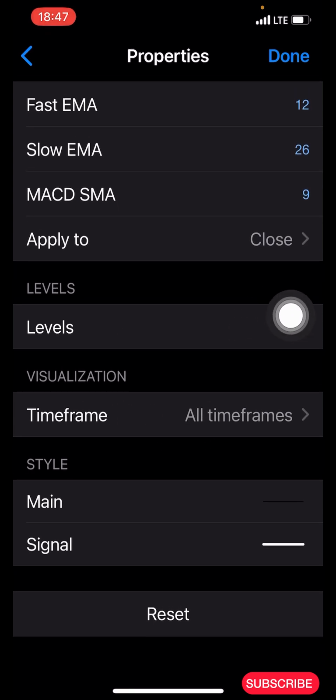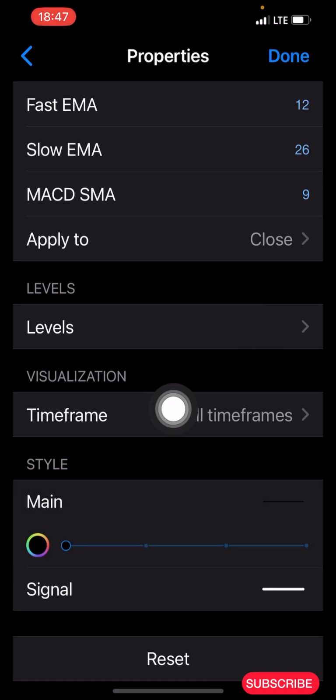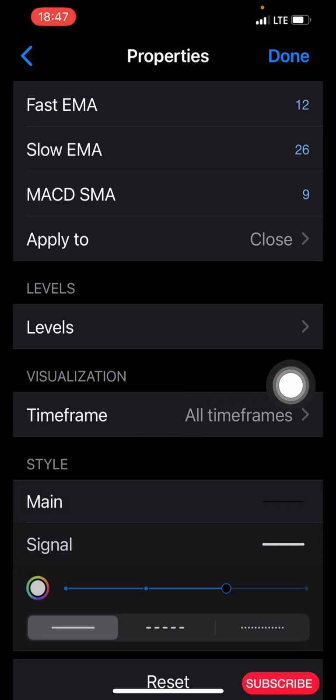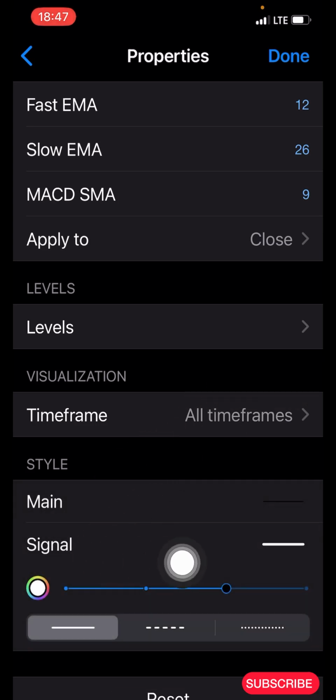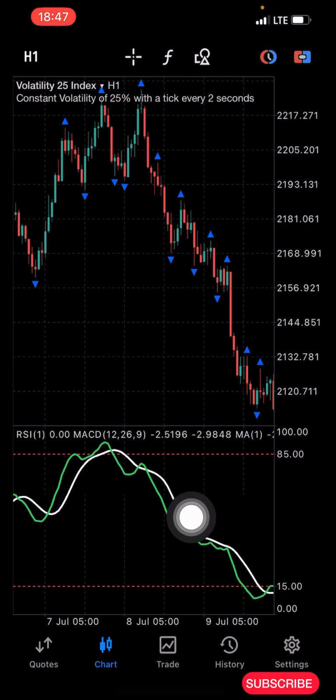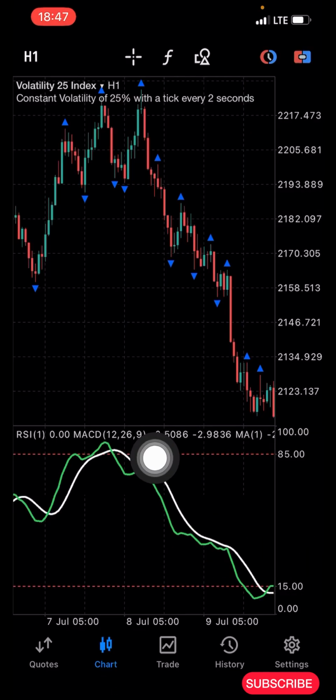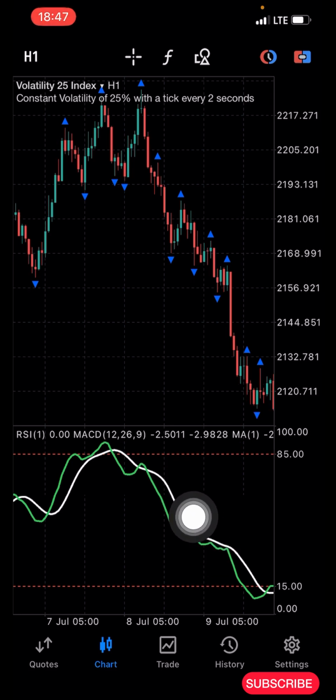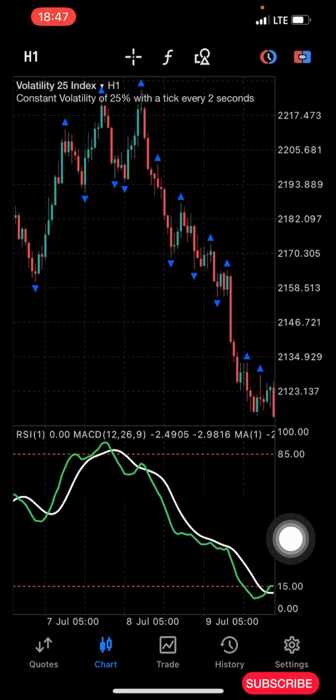The main, you make it the color of your background, 1 pixel. The signal, you make it color white or any other color of your choice. You make it 3 pixel. After that, you click on done. You are done with the setup for the MACD. This is it here. You can see this white line here, that's the MACD there.